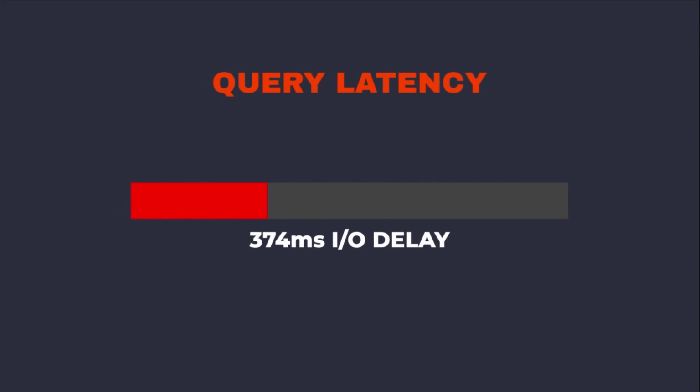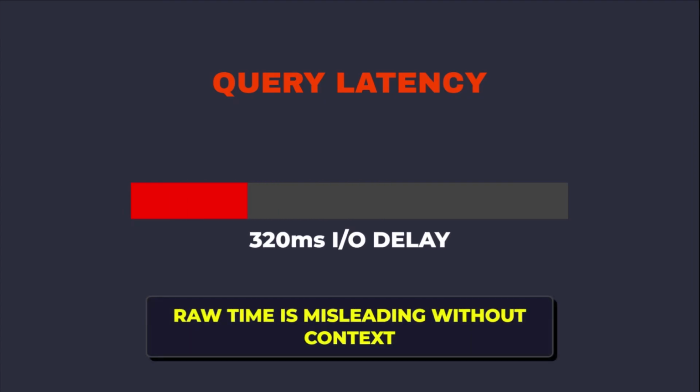Your query runs fast sometimes, slow others. The difference is often measured in milliseconds of disk input-output. When analyzing query performance, the raw execution time is misleading without context. We need to quantify the actual input-output cost.